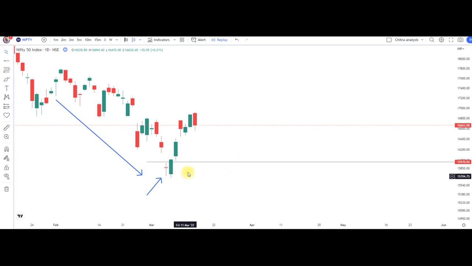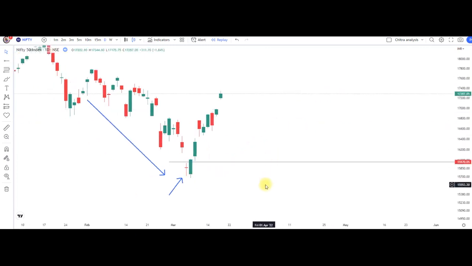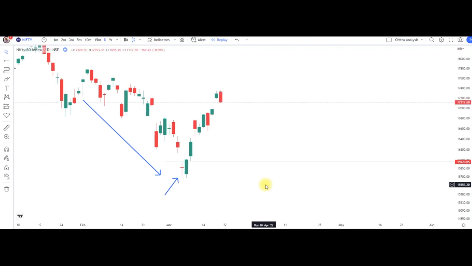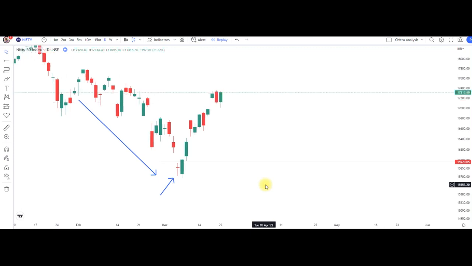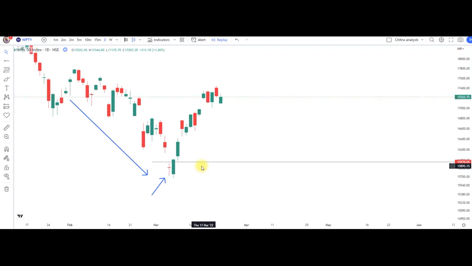The price is continuously moving in an uptrend. So this is how we have to analyze the chart and read the chart and understand where we are getting these types of doji candlestick pattern. And this pattern is very, very powerful.